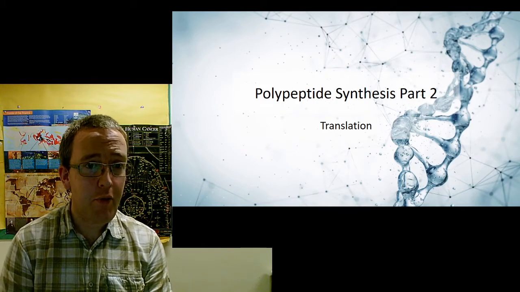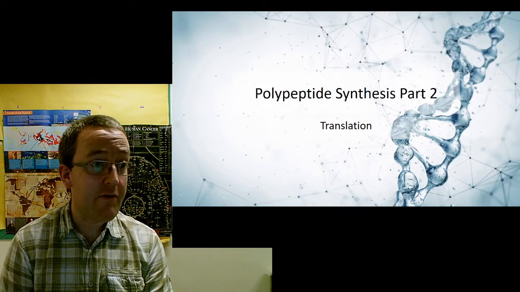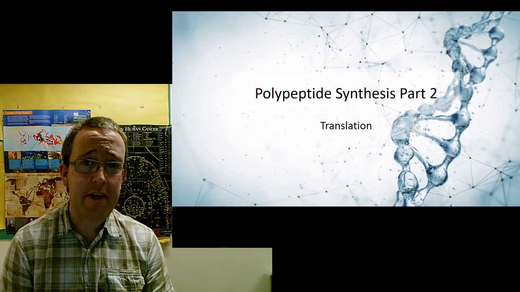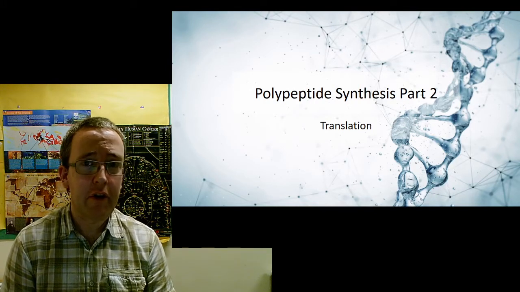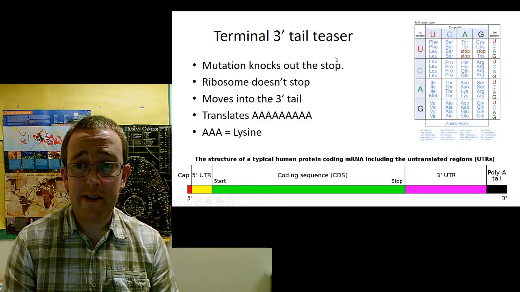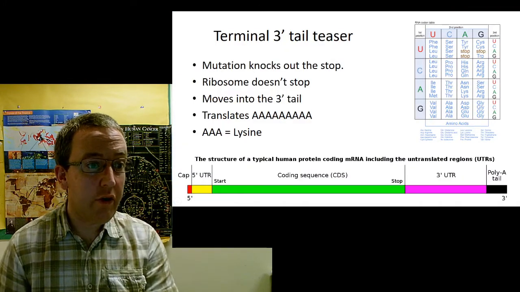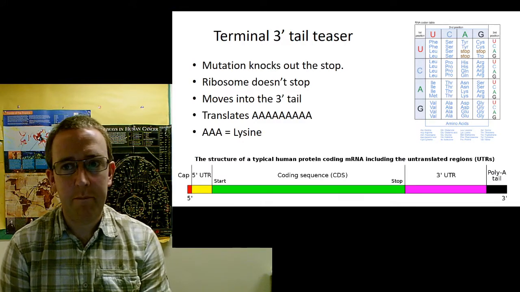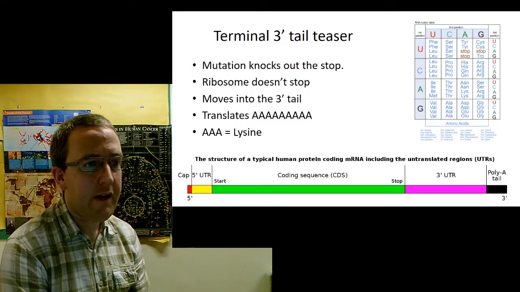Now it's quite a simple process, this one. It doesn't have any other level of weird complexity like splicing and capping and all that kind of stuff that the last one did, so it should be relatively straightforward compared to that. But I left you last time on a little teaser. Now here's the answer, the terminal 3' tail teaser.